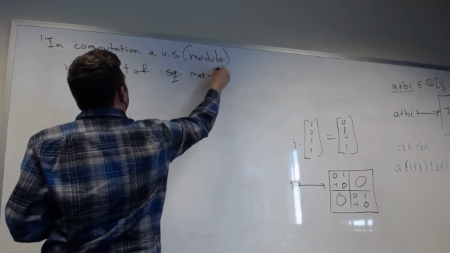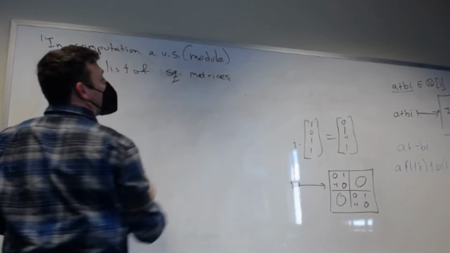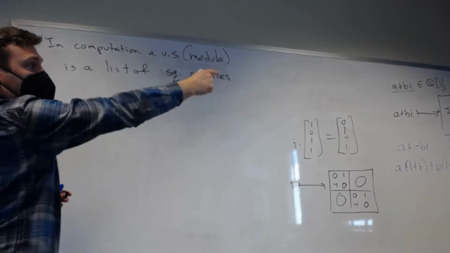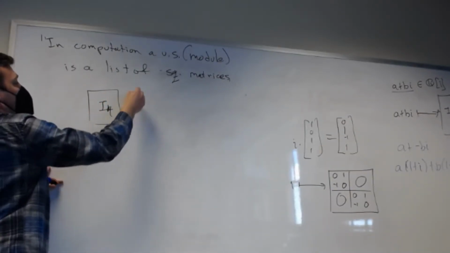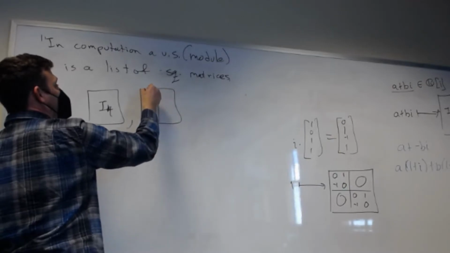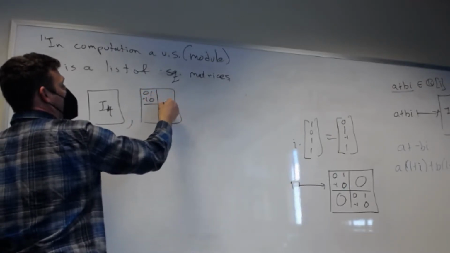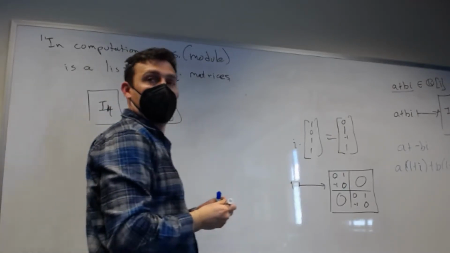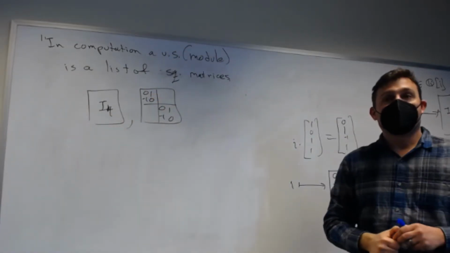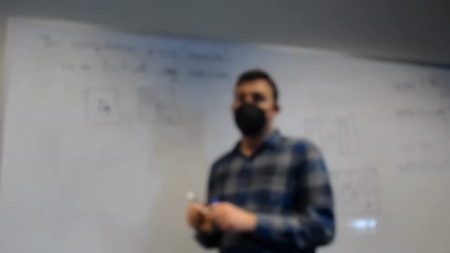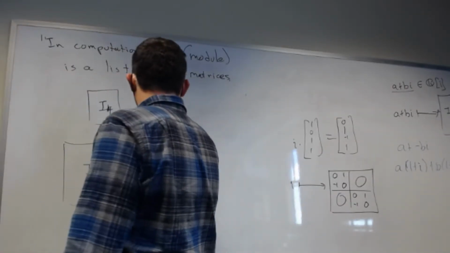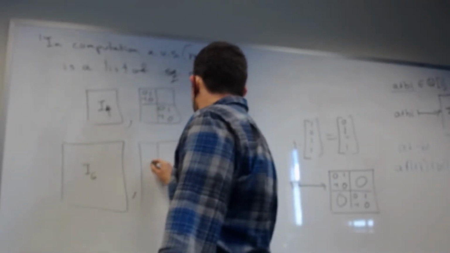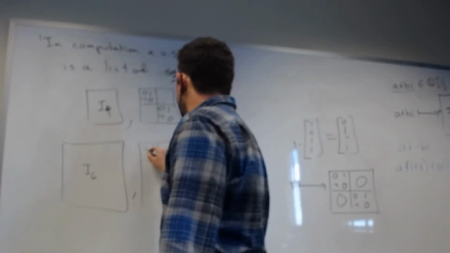It's just a list of square matrices. Okay? The list of square matrices in this case is I4, followed by that one there. If I want to work on a bigger vector space, a different list of matrices, right? A 3-dimensional vector space might be something like this: I6, followed by 3 blocks, each of them looking like that.